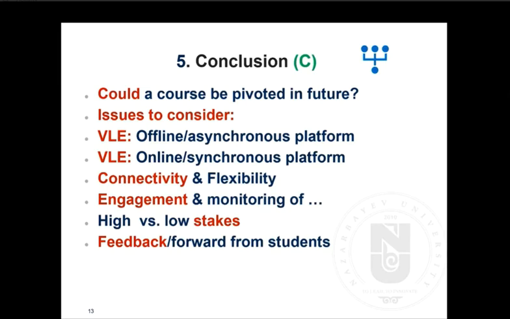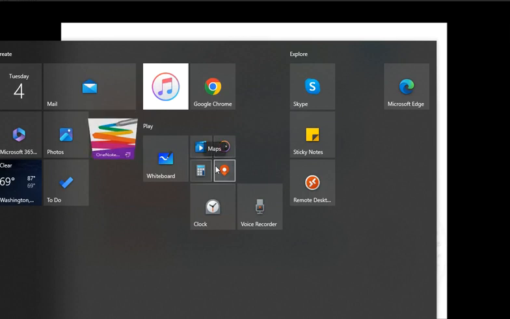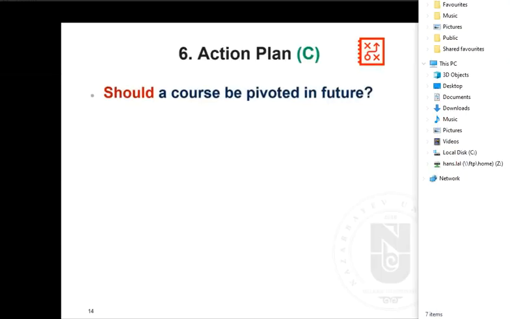And then obviously getting feedback from students, what's worked. I've noticed my in-person classes get better ratings in the evaluations than my online ones. This is part of my justification for saying I think in-person is better. It's a personal opinion, but I noticed that the evaluations tend to be better for in-person than online. The final section, the action plan: should the course be pivoted in the future? That's an open question. I guess the answer is it depends.